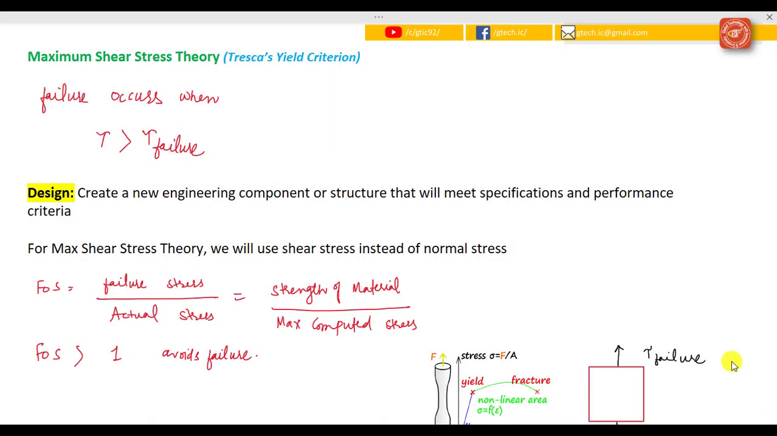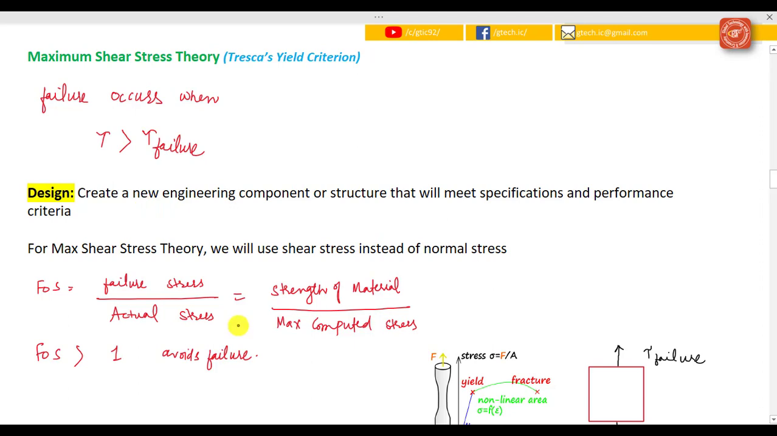Now we look at the maximum shear stress failure theory, also known as the Tresca yield criterion. And so for the maximum shear stress theory, we know that failure occurs when our shear stress experienced is greater than our failure shear stress. And so recall, we have a design and we build in a factor of safety, and the factor of safety is defined as the failure stress over the actual stress. Now instead of working with normal stress, we are going to be working with shear stress, and so we want a factor of safety that's greater than 1 to avoid the failure.